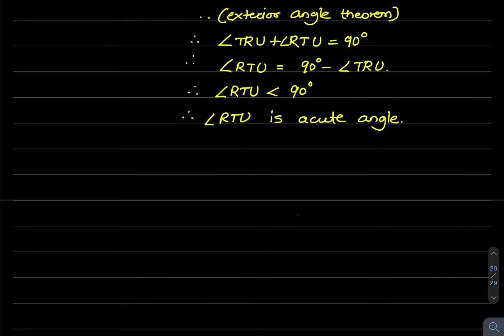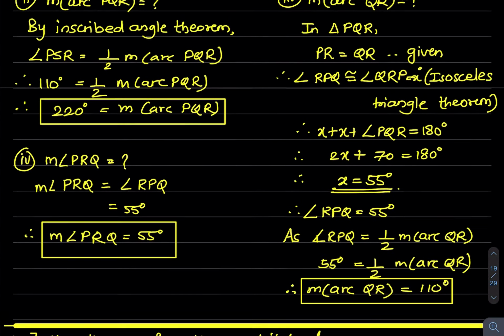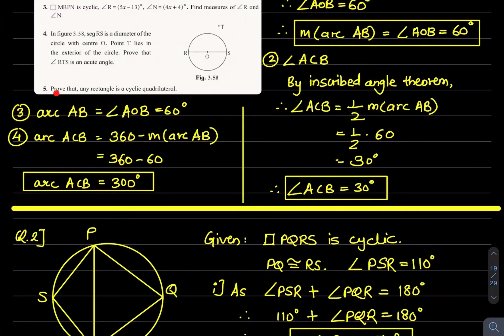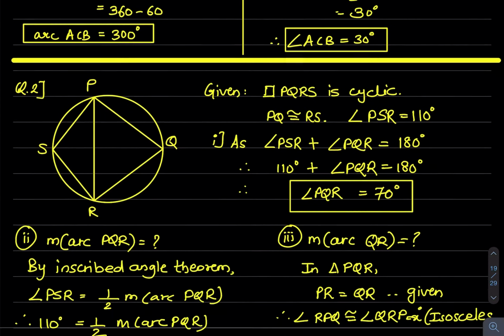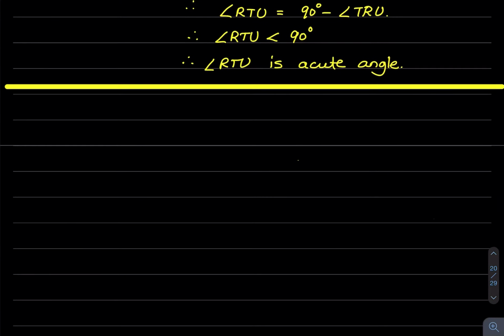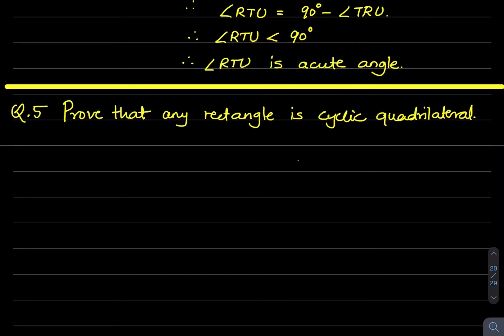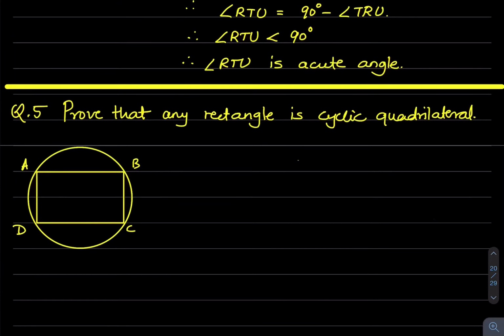Now we will see the fifth question. For the fifth question, prove that any rectangle is a cyclic quadrilateral. This much of the question is given. So now, prove that any rectangle is a cyclic quadrilateral. First we will draw a rectangle inside a circle. So rectangle ABCD.